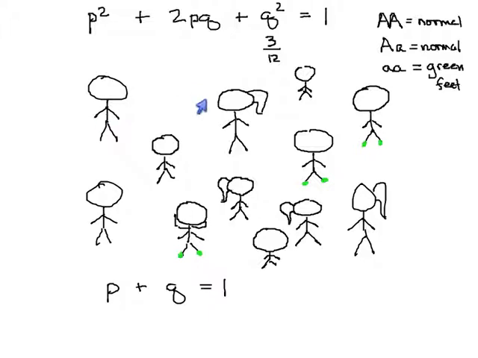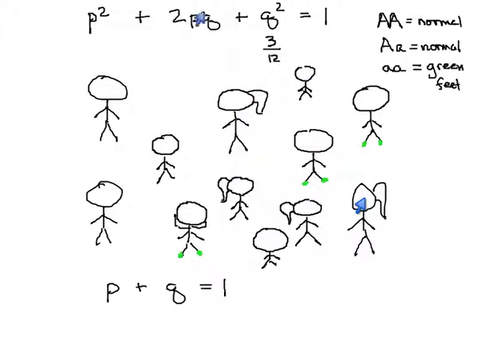And of these other people, normal feet are a bit of a problem because we don't know if that makes you big A big A or big A little a. Either way, you'd have normal looking feet, but some of these people are carriers for the green foot trait, and we don't know which ones, but we're kind of curious how often that happens. So let's see what we can figure out from here.